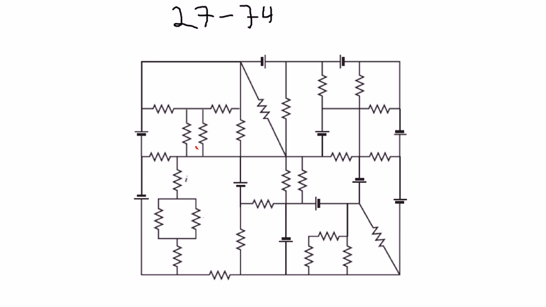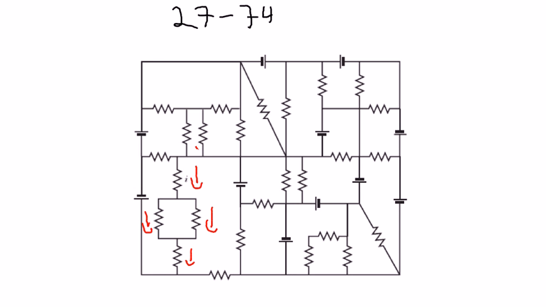So if you go ahead and pick a direction for your current, I'll go ahead and say, let's just pick that our current is going this direction in all of these members. Then you can start doing a loop rule. So let's try it out.